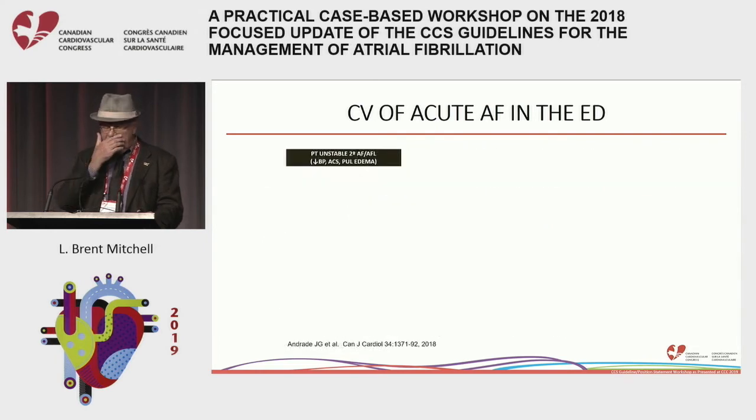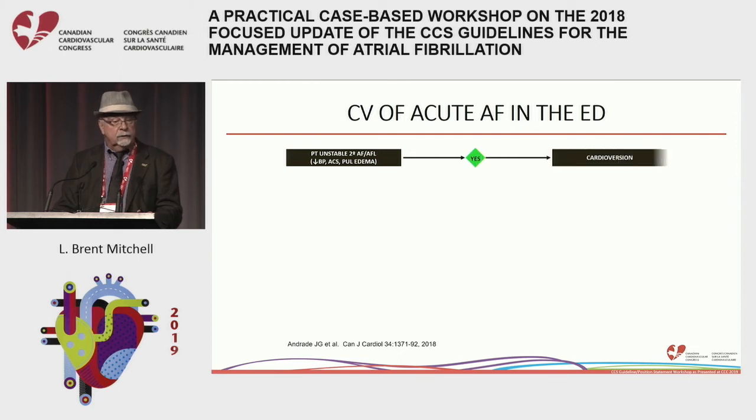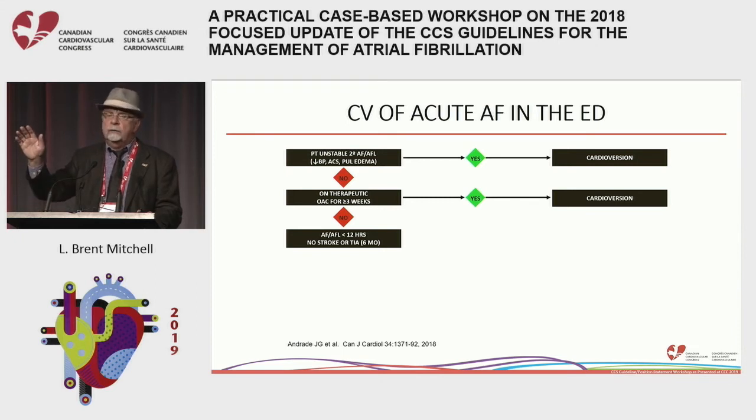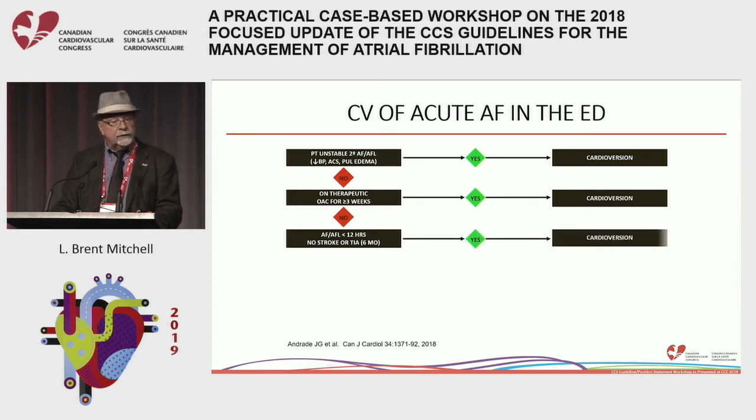So with that, we ended up with the guideline that you saw earlier, and that is operationalized in the following way. If the patient is unstable, secondary to the atrial fibrillation, if the answer is yes, do a cardioversion. If they are not unstable, have they been on an oral anticoagulant for 3 weeks? If yes, cardiovert. If they have not, we ask the question, have they been in atrial fib less than 12 hours and have not had a recent stroke? If the answer is yes, cardiovert.